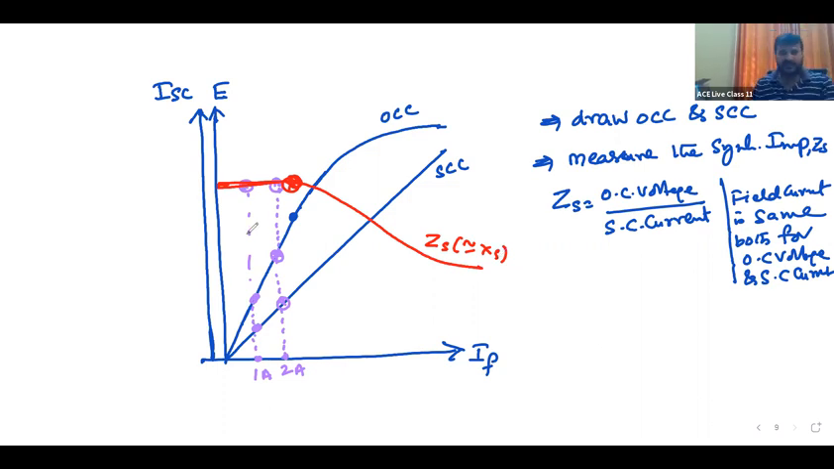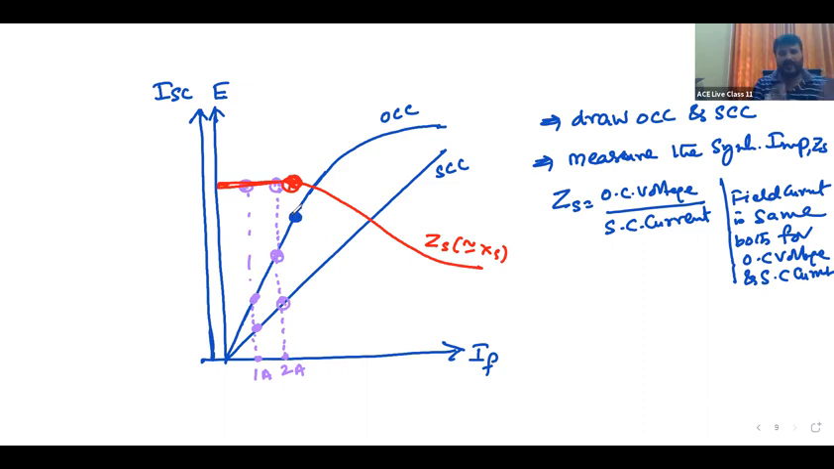Here, the thing is, why is ZS constant up to the knee point? This is the knee point. Up to there, ZS is constant. Why? Because for both OCC and SCC, the open circuit voltage and short circuit current both increase linearly. Therefore, ZS is constant, no saturation. So the ratio of 2 straight lines is constant.